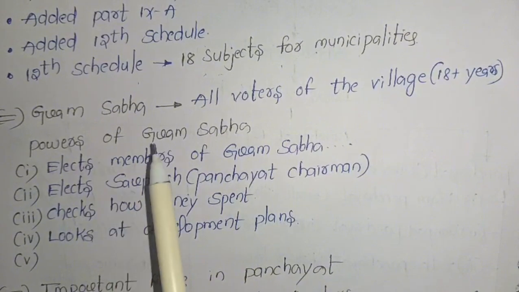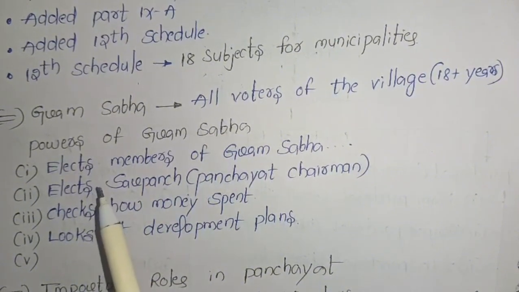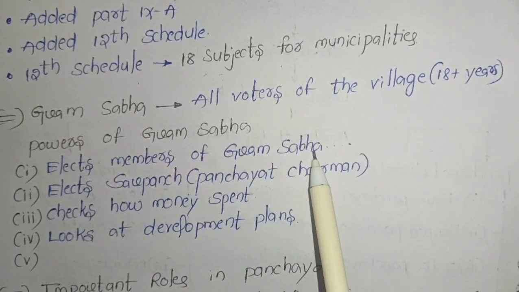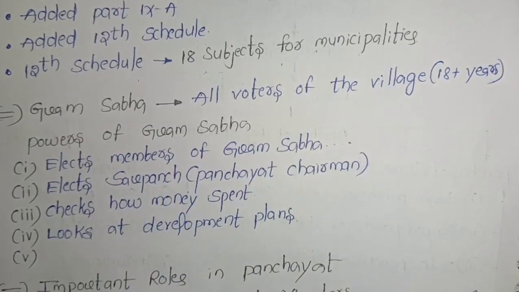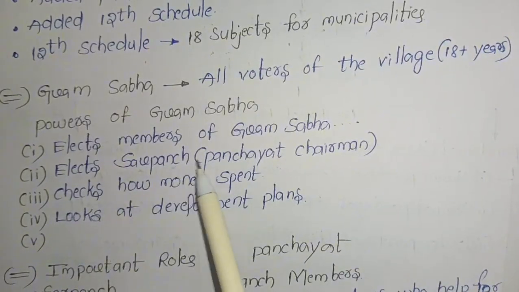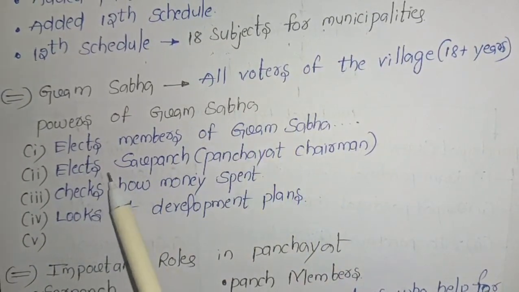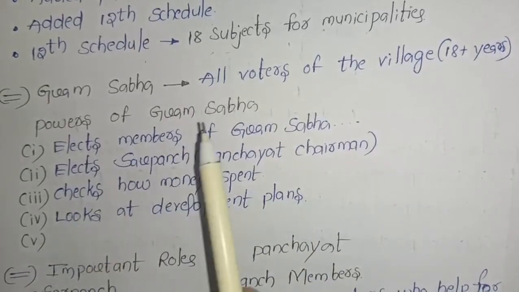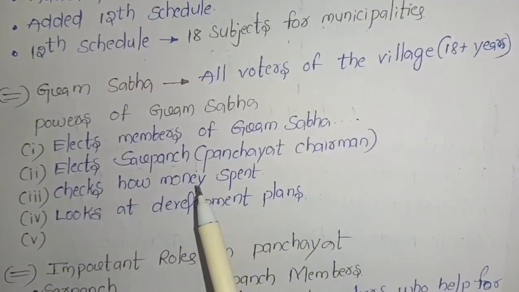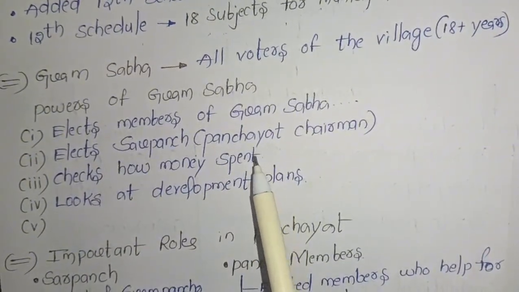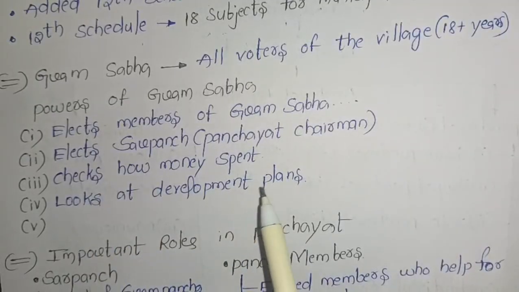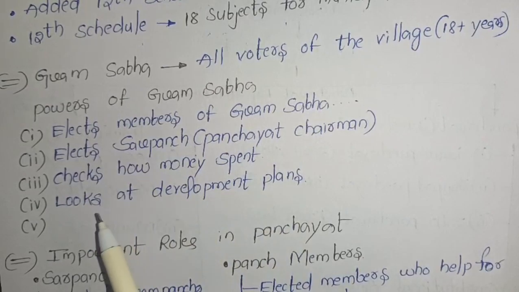Now let's discuss the powers of the Gram Sabha. The Gram Sabha will elect the members. Through the Gram Sabha only we elect the Sarpanch. Sarpanch is the panchayat chairman. Through the Gram Sabha we can check how much money the Sarpanch or anybody spends, and we look at the developments also. These are the powers of the Gram Sabha.